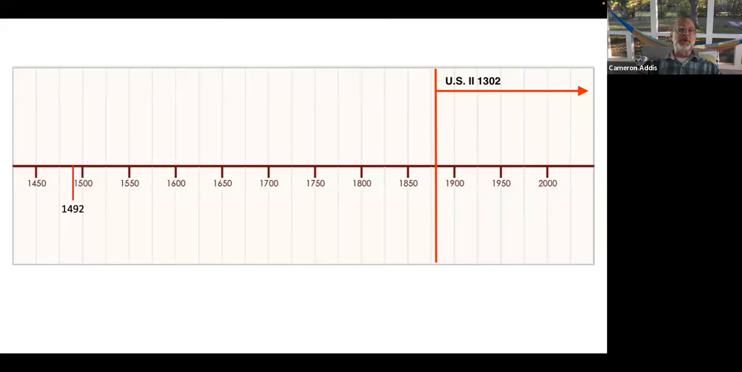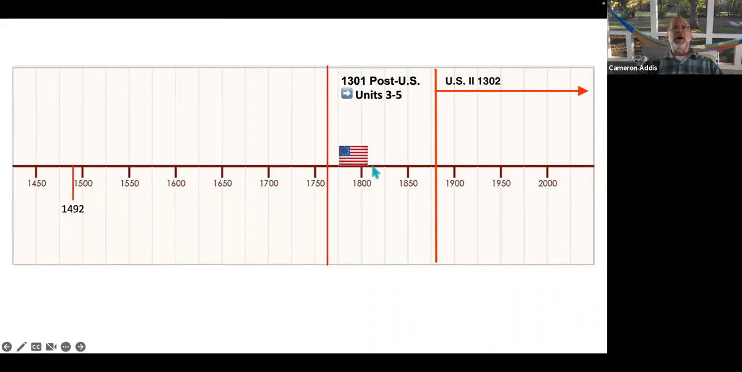Now, for you, keeping track of time and a timeline is probably more important for Unit 1 and the very beginning of Unit 2 than it is for Units 3, 4, and 5. If you look here, we have the beginning of the United States in 1776. All of Units 3, 4, and 5 occur basically after 1763, so a much smaller time frame, but we spend quite a bit more time on it because that's the beginning of the United States. We're operating under the government and the Constitution that we currently operate under now.